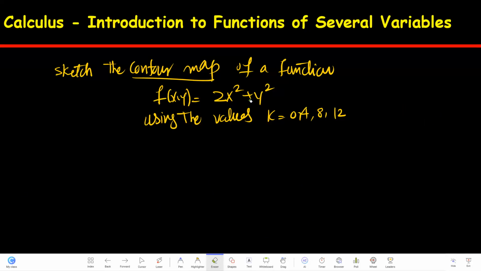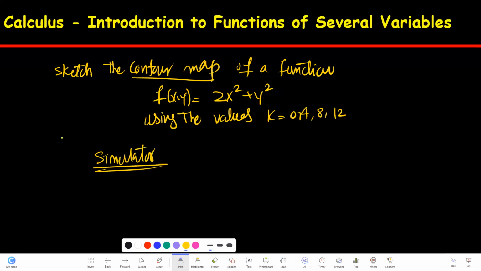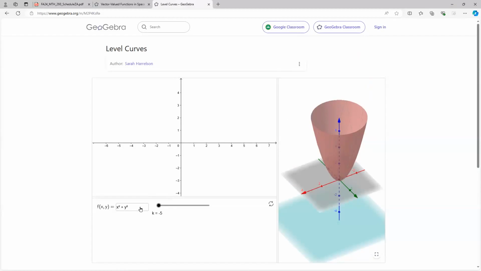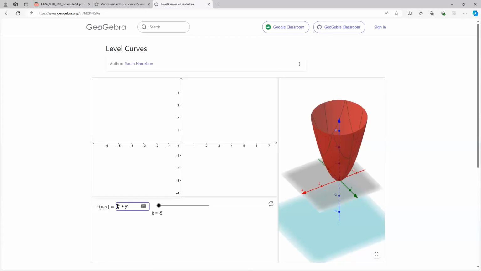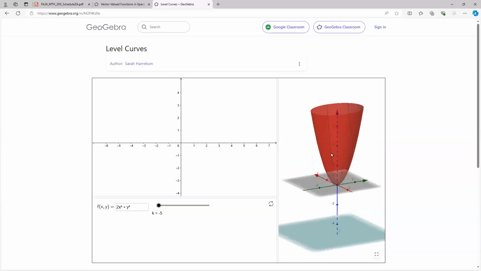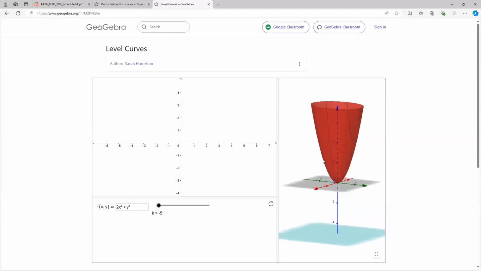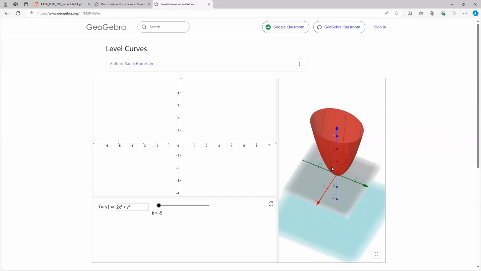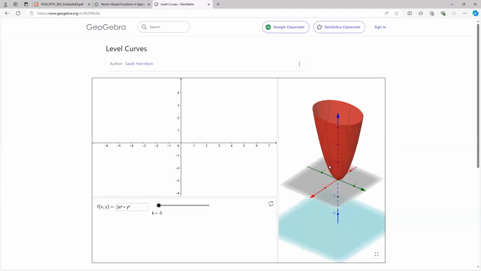So what I'm going to do is use the calculator rather than my hand calculation. I'm going to use a simulator to do this, and I'm going to save some time definitely. So 2x squared plus y squared. All right, that is my function. I'm going to write here 2x squared plus y squared. You see, this is my function. It looks like pretty much a parabola, or paraboloid in 3D.